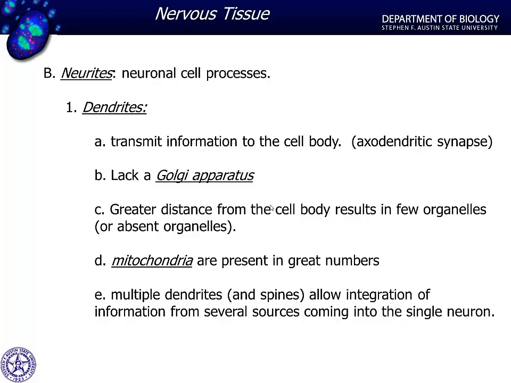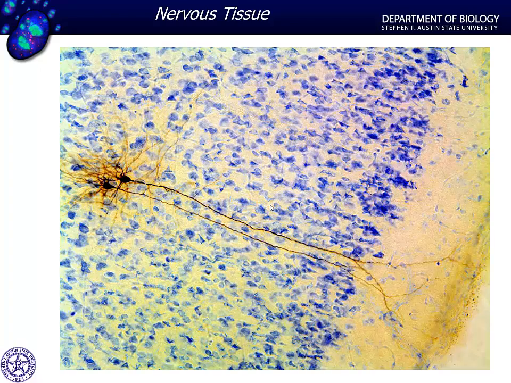Usually dendrites are multiple. You're going to see many of these processes extending away from the cell body, and as we've mentioned before, typically for the axon, you will see a single axon. So most of the neurites you will see will be the dendrites.